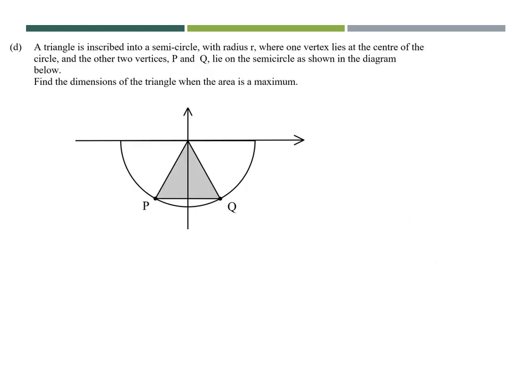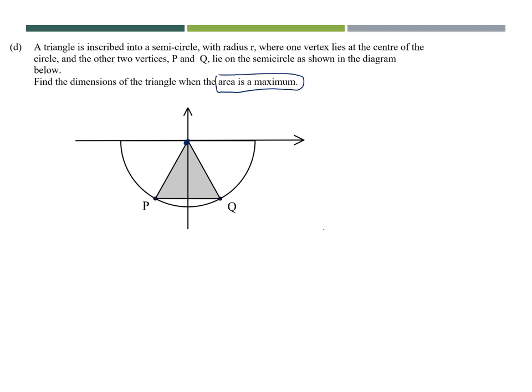Okay, final question. Triangle described as a semicircle, radius r. One vertex lies at the center of the circle, and the other two vertices are P and Q. Find the dimensions of the triangle where the area is maximum.